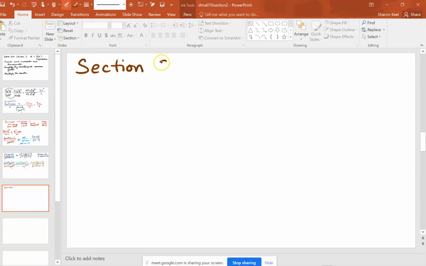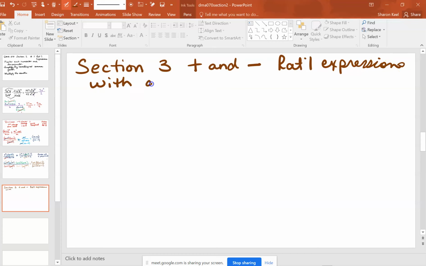Section 3 is adding and subtracting rational expressions with a common denominator.